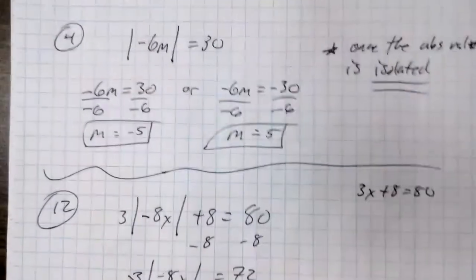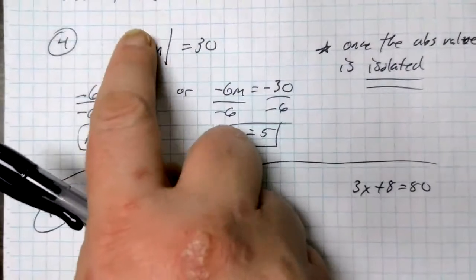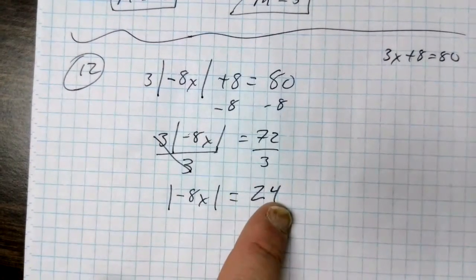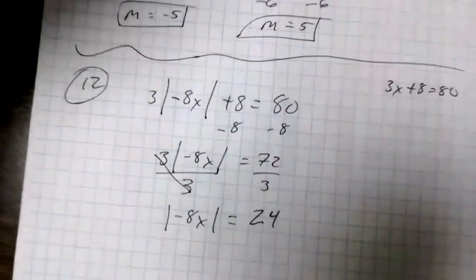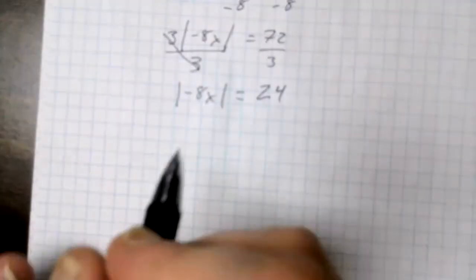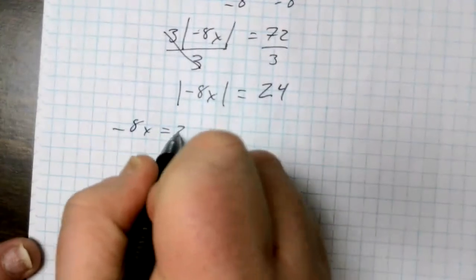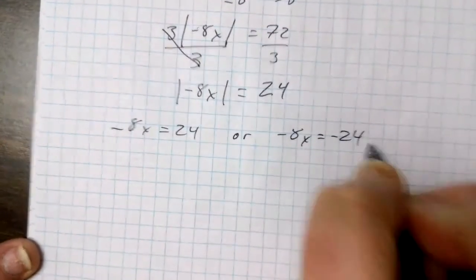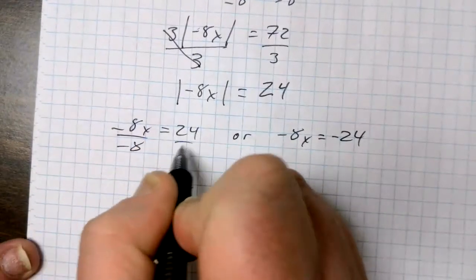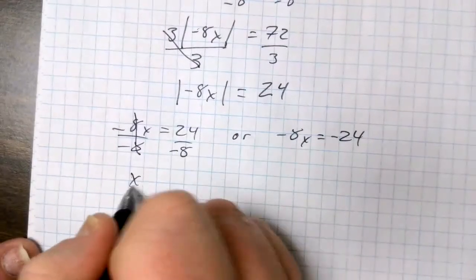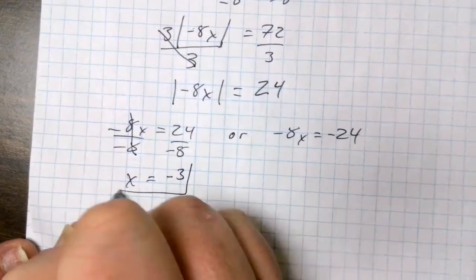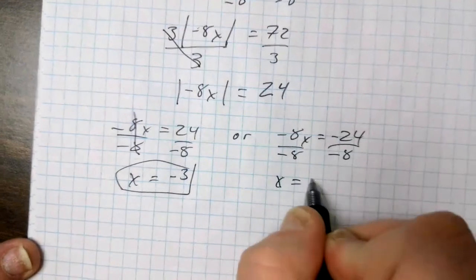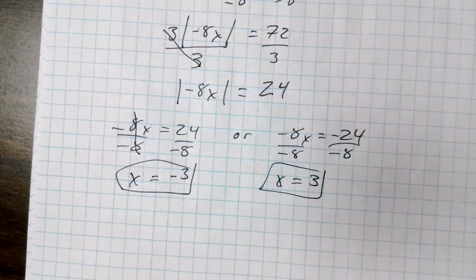Come on. Now look, the absolute value of something equals a number. So now I can split this into my two possibilities, right? So I get negative 8x equals 24 or negative 8x equals negative 24. Divide by negative 8, divide by negative 8, and x equals negative 3. Divide by negative 8, divide by negative 8, and x equals a positive 3.